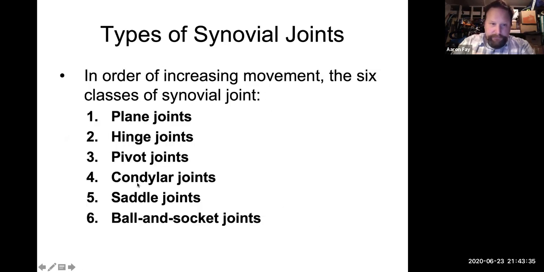Okay. Now, one thing I do want you to be aware of are the 6 types of synovial joints, the 6 types of synovial articulations. We have plane joints because they are just flat planes butted up against each other. You find these quite commonly in, say, your carpals or your tarsals. You have a hinge joint, right? Your elbow is a great example of a hinge joint. Pivot joint, condylar joint, saddle joint, ball and socket joint. Those should be familiar. Think of the humerus and the femur.